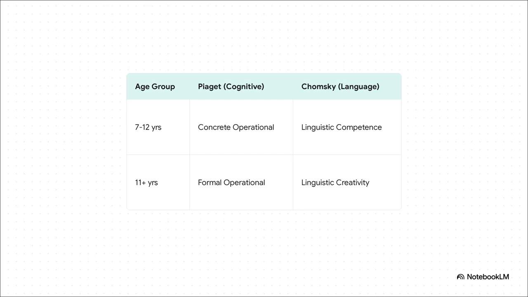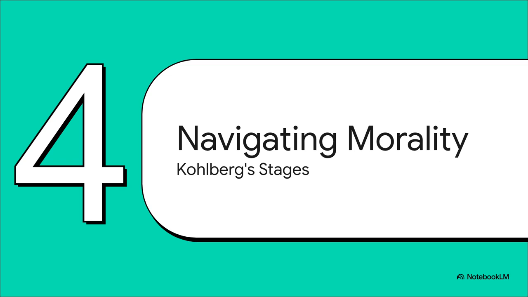But then, at 11 years and above, that's where the real magic happens. They enter the formal operational stage. Now they are capable of abstract thought, complex technical reasoning, and advanced linguistic creativity. For you as TTC trainees, this is exactly the stage where your most advanced technical teaching is going to truly take root. Let's shift gears to Section 4, Navigating Morality.